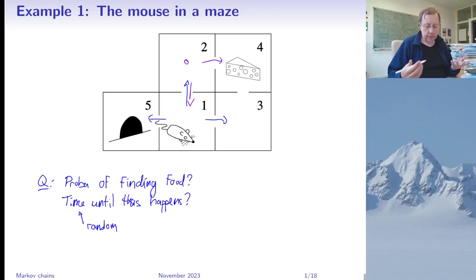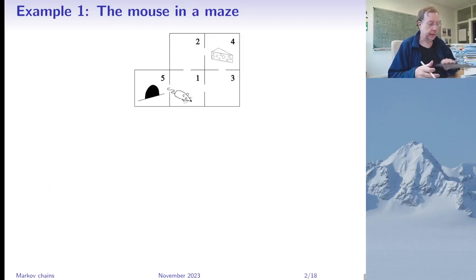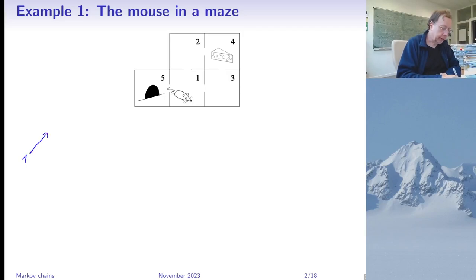Now, there are a number of ways of looking at that problem, and you don't need the theory of Markov chains to treat it. So one way of looking at it is to say, okay, let's build a tree. So the mouse starts in room number one, and then there are three options. So it can go to room number two, to room number three, or to room number five, and each time the probability is 1/3.